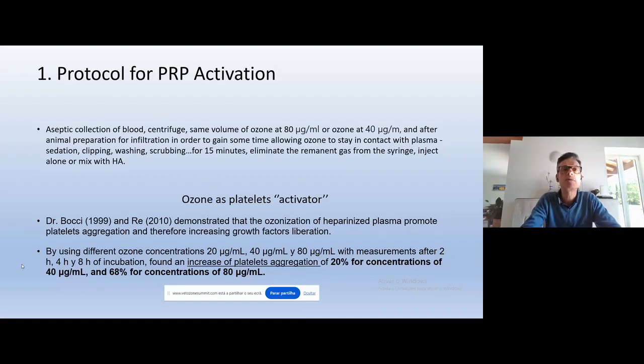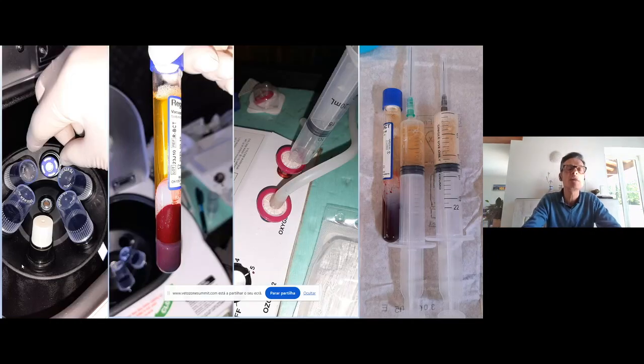I'll pass to the next slide, and then I come to the other one. So this is my procedure for making the PRP. I have these tubes that come with a gel in the middle. It's much easier to handle the tube without mixing red cells with plasma.